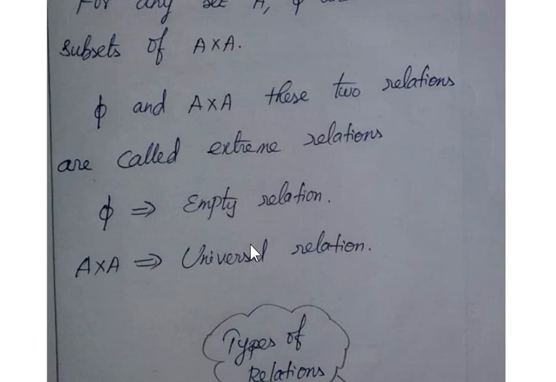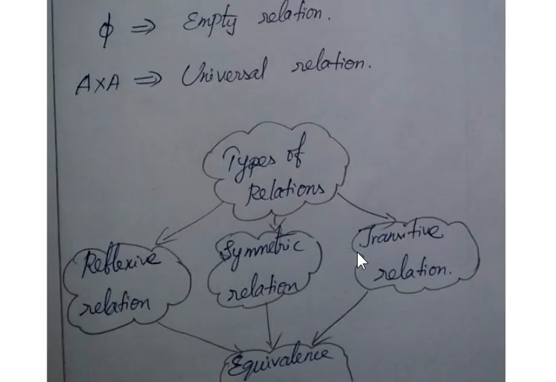In set language, in a set's subsets, we say both are trivial subsets. That means the empty set as well as the set itself is a subset of the given set, and then we say these two are called trivial subsets. But here, for relations, the empty set is called the empty relation, and the entire set A cross A is called the universal relation.